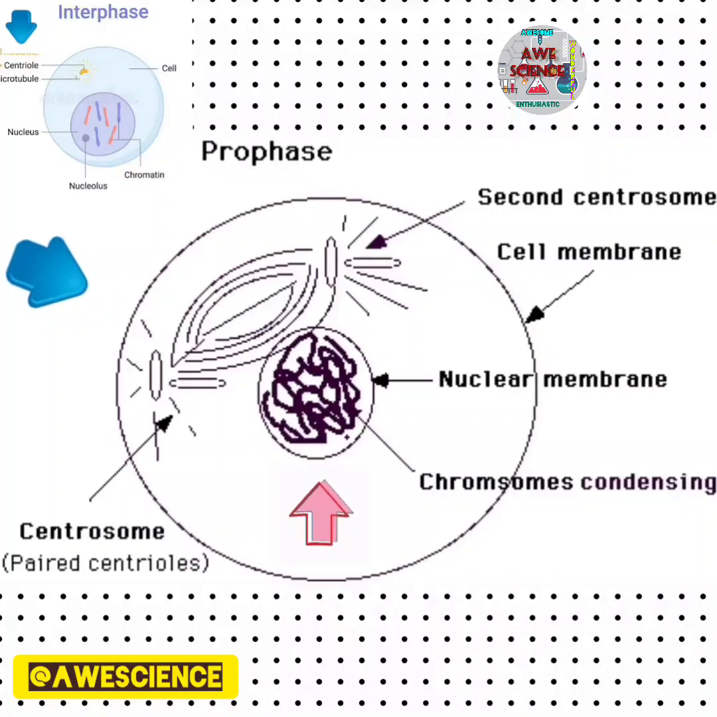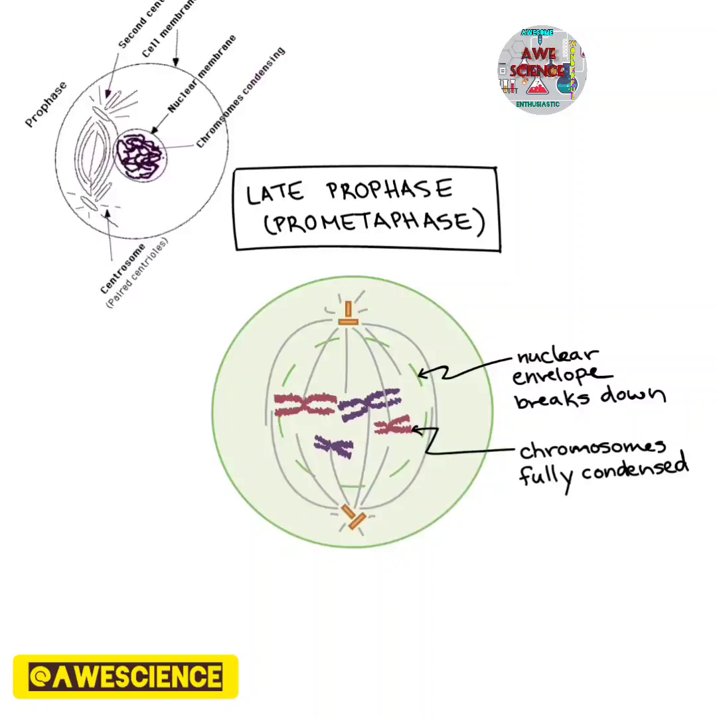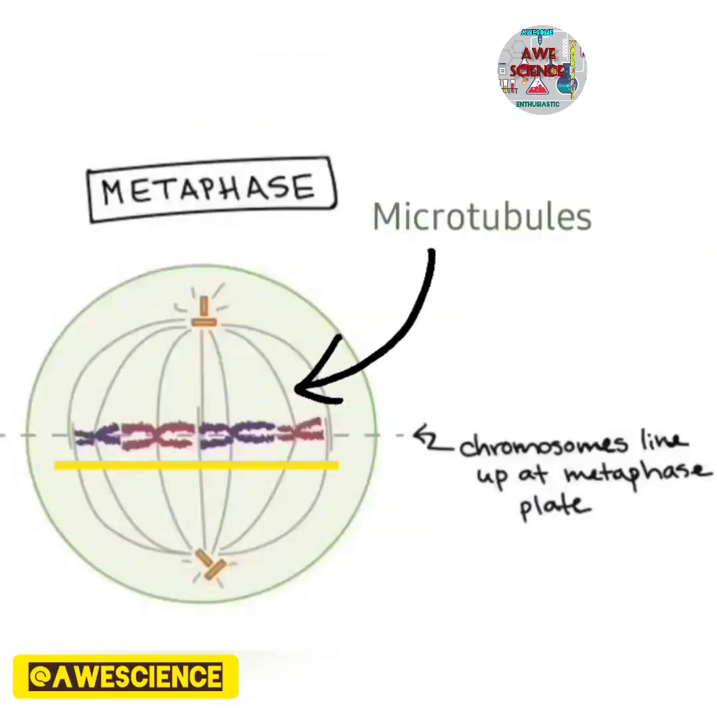chromosomes start condensing. Before we move to the next step, that is metaphase, there is a phase known as late prophase. Over here the nuclear envelope breaks down. The paired centrioles which were formed earlier get placed at the opposite poles. Since the nuclear envelope is not there, the microtubules go and get attached to the center of the paired chromosomes.